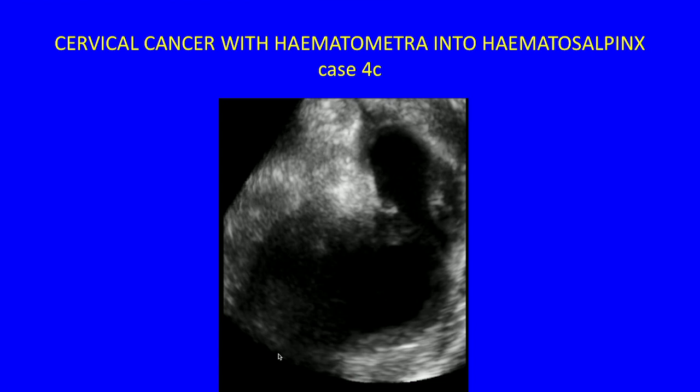rendering the view of her uterus, you can see this is a hematometra. So the cervix has become obstructed by the tumor, and she has bled up into the endometrial cavity and up and out into the fallopian tube. So a hematometra and a hematosalpinx, all caused by an obstructing cervical tumor.